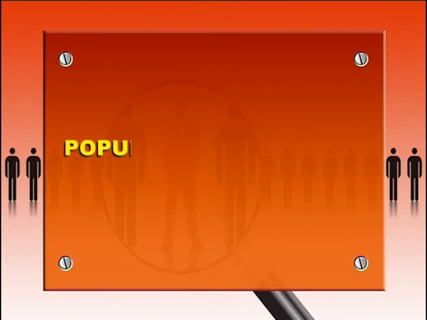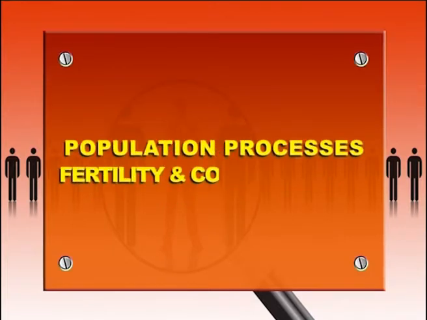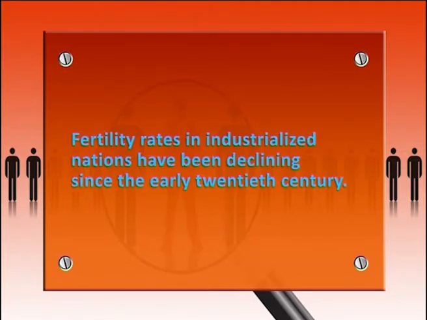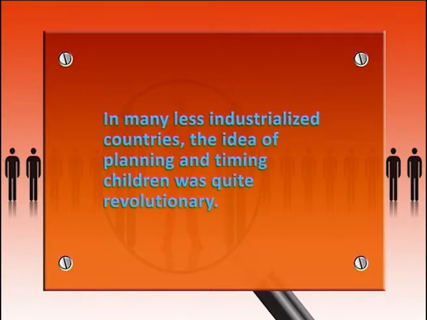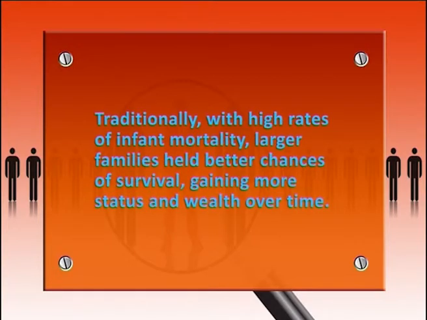Recent trends in population processes: fertility and contraception. Fertility rates in industrialized nations have been declining since the early 20th century. In many less industrialized countries, the idea of planning and timing children was quite revolutionary. Traditionally, with high rates of infant mortality, larger families held better chances of survival, gaining more status and wealth over time.